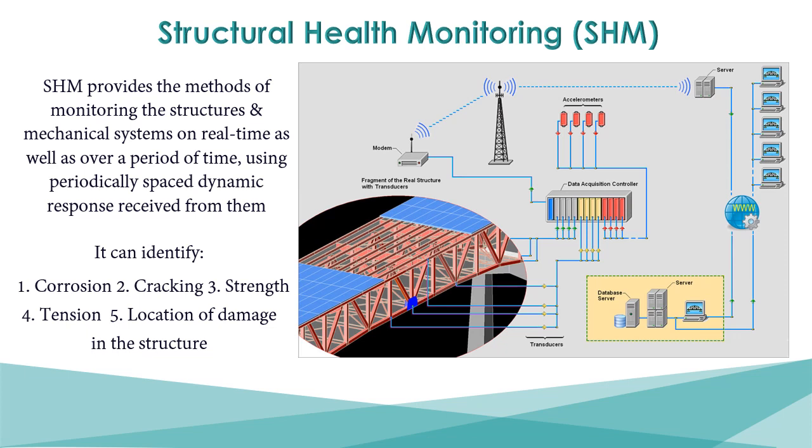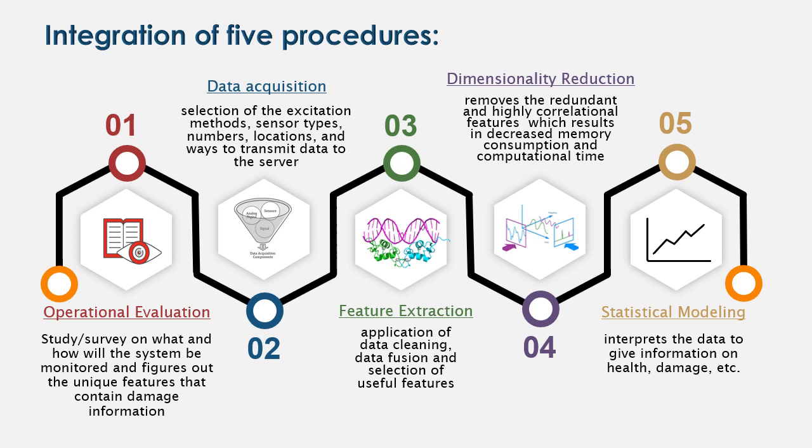So what are the benefits of SHM? It can identify corrosion, cracking, strength, tension, and the location of damage in real time. It is the integration of five procedures: operational evaluation, data acquisition, feature extraction, dimensionality reduction, and statistical modeling. But here, feature extraction is the most crucial procedure in the whole monitoring study, as it is the extraction of the information which actually contains the damage information.